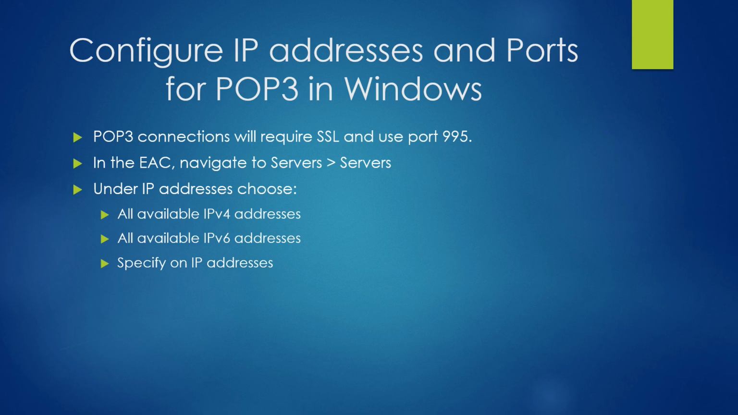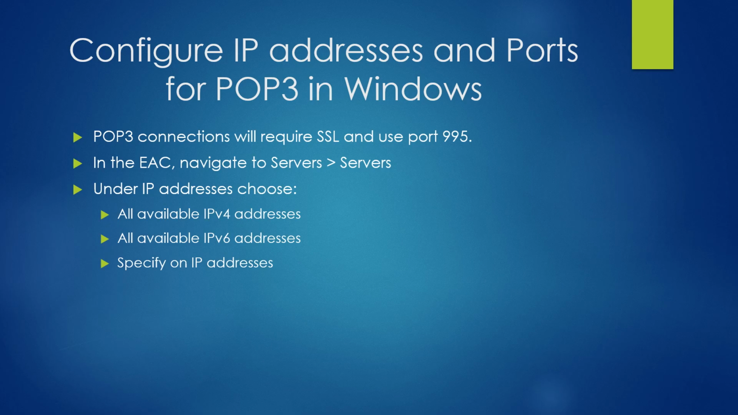How to configure IP addresses and ports for POP3 in Windows. POP3 connections will require SSL and use port 995, like I said before. In the EAC, navigate to Servers. In the list of servers, select the Client Access service and then click Edit. On the server properties page, click POP3.